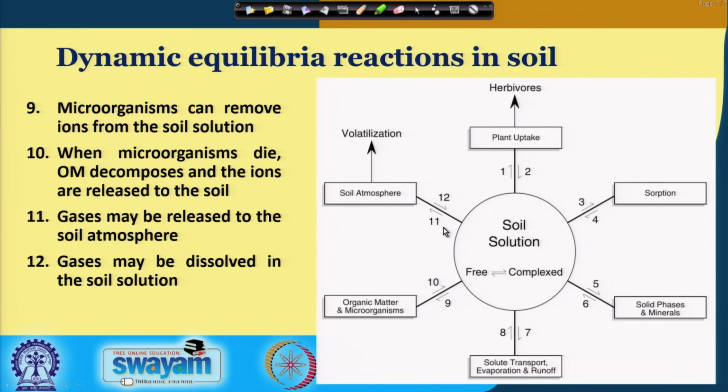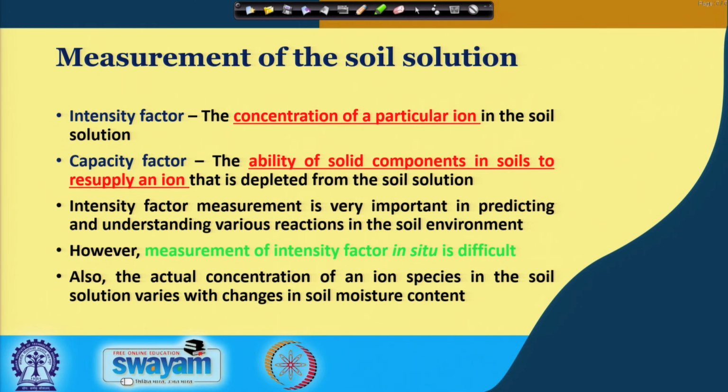And the 11th pathway is basically showing that gases may be released to the soil atmosphere and gases may be dissolved in the soil solution. So, this is another way through which the ions can move from the soil solution to the atmosphere and vice versa. So, this is basically giving an idea about the movement of different free and complex ions from the soil solution to different pools, and their reversible movement directly back to the soil solution.